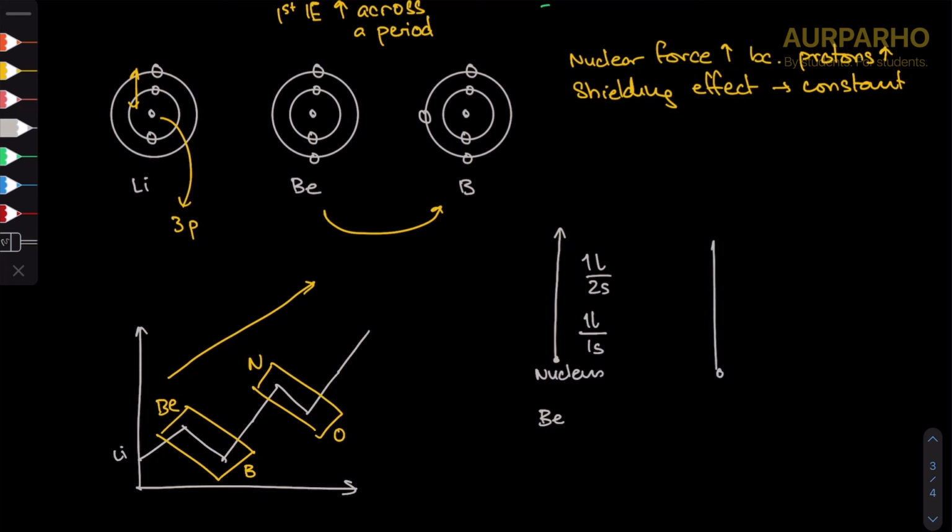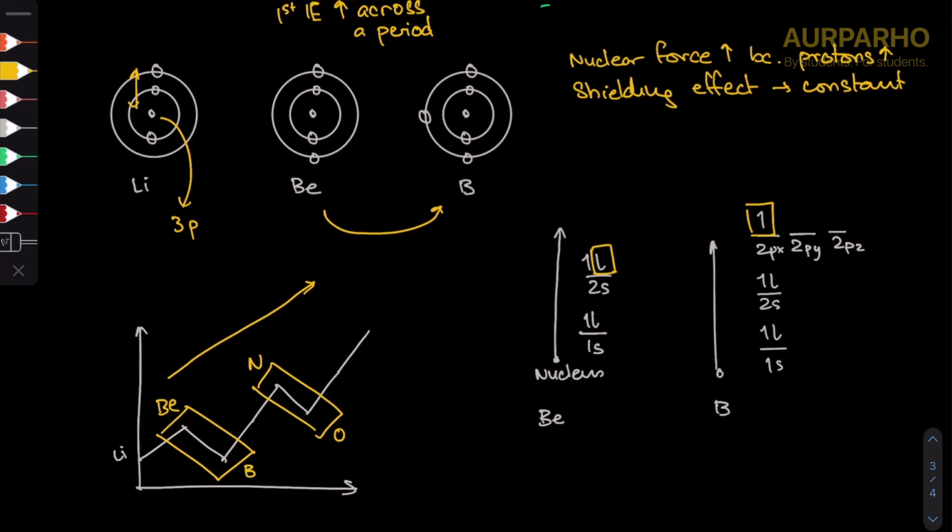If you were to draw the same thing for boron, this is still the nucleus. I'm just not going to label it again because you should know this. 1s, 2s, and then you have 2px, 2py, 2pz. And this is 4 electrons, boron has 5, so there's only 1 electron here. And so if you look at the outermost electrons and we compare them, for example, this is the outermost electron in beryllium, and this is the outermost electron in boron.